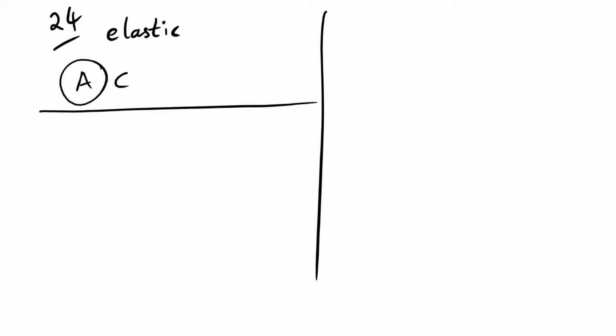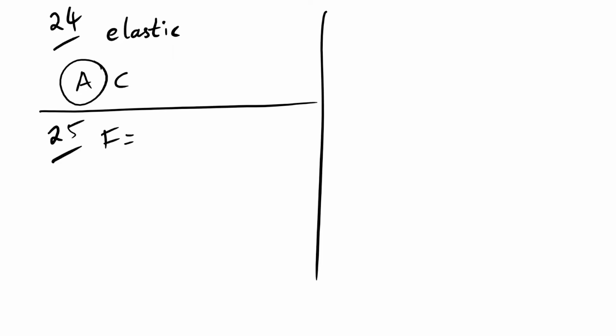24, which row is true for an elastic collision? Okay, fine. Elastic collision, we know that KE will be conserved, so therefore it has to be A or C. Momentum, it's always conserved. The answer has to be A. Found a new easiest multiple choice ever.